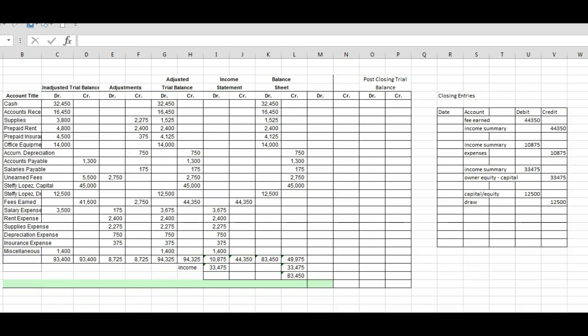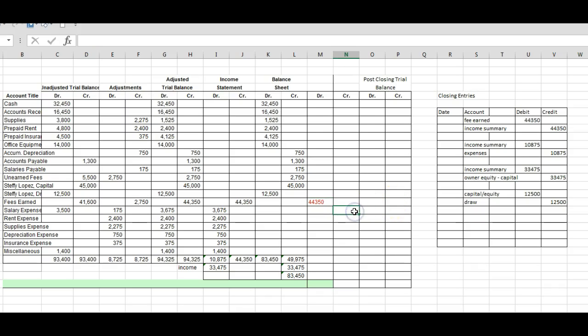Almost done now. Now let's see the effects of the closing entries. We've put them into the general ledger. Let's see what happens on the post-closing trial balance now. So we took fees earned right here, and we debited it for 44,350. What does that make this balance? There is no balance, right?